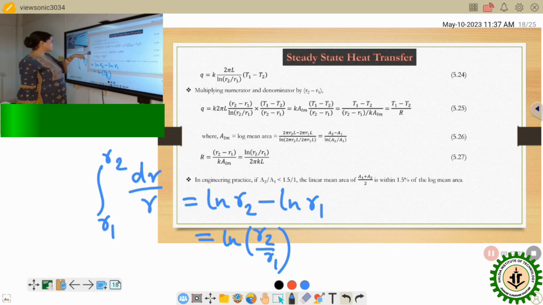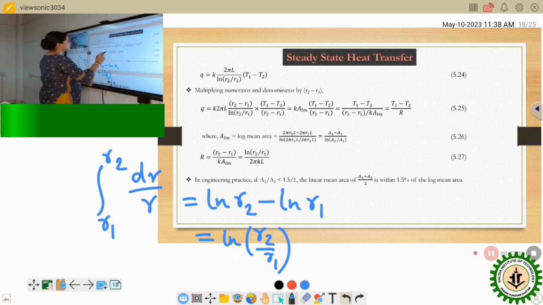If I rearrange it, Q equals K into 2 pi L divided by ln R2 by R1, because the right hand side comes to the left hand side, into T1 minus T2. Now multiplying the numerator and denominator by R2 minus R1, what will I get? This will stay as it is: R2 minus R1 divided by ln R2 by R1, into T1 minus T2 divided by R2 minus R1.